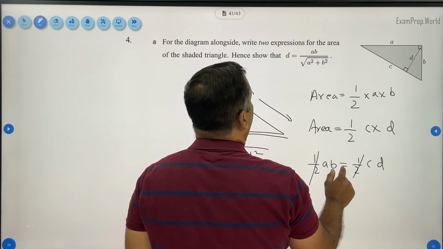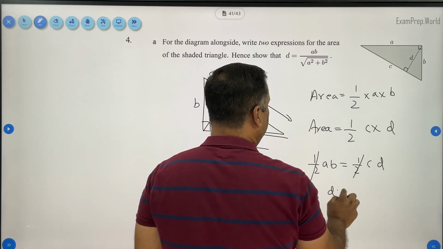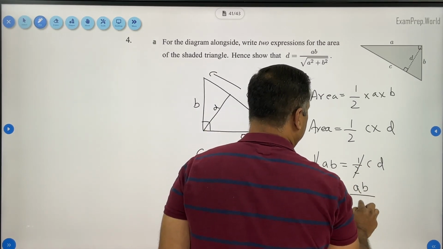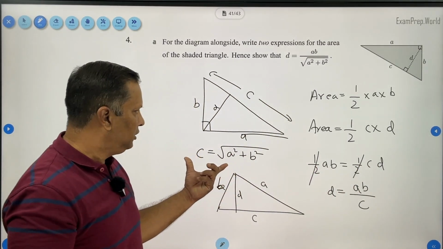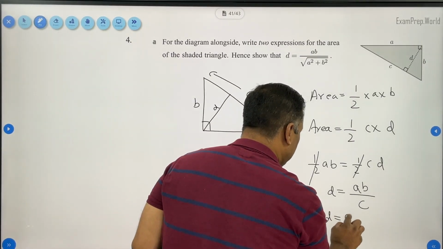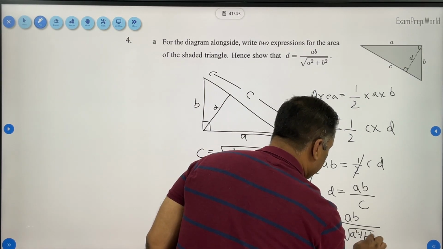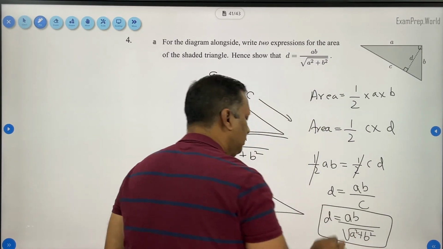Now bring the C over here. Therefore D equals AB by C. And what is C for us? Root of A squared plus B squared. Therefore D equals AB by root of A squared plus B squared. And your proof is done.